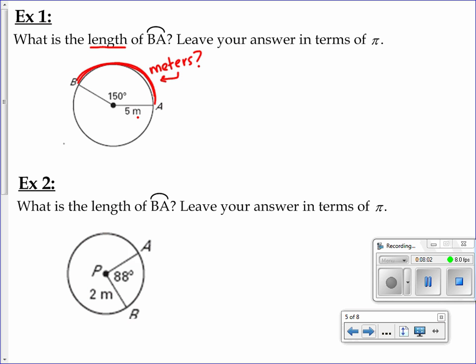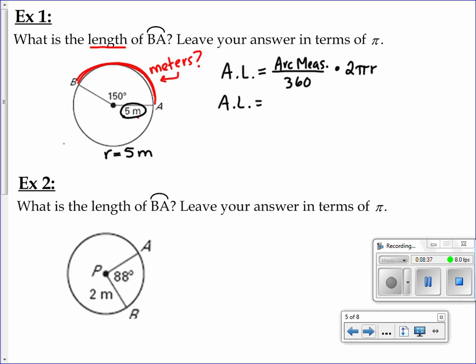So I'm going to use my formula, arc length equals arc measure over 360 times circumference. Now, if you notice, you've been given the radius is 5 meters. I'll just jot that down here. So for my circumference formula, I'm going to use the one with radius, 2 times pi times r. Okay, so let's plug in what we know. I don't know arc length, that's what I'm looking for.